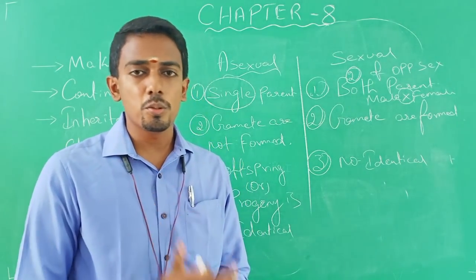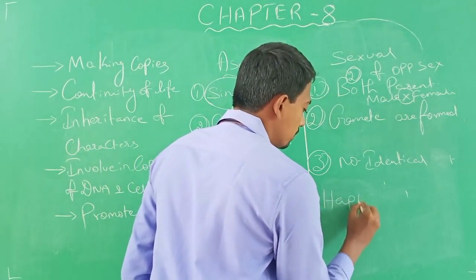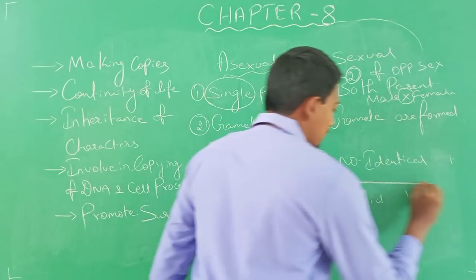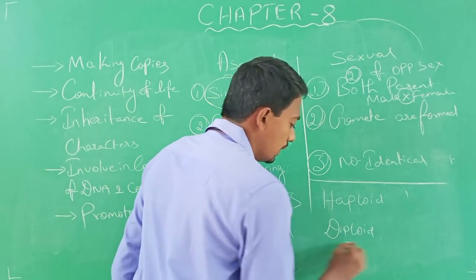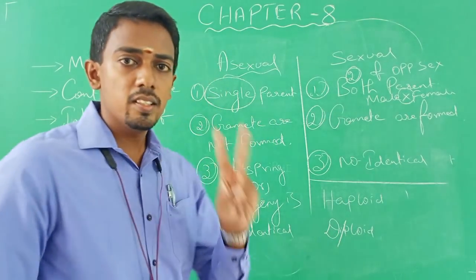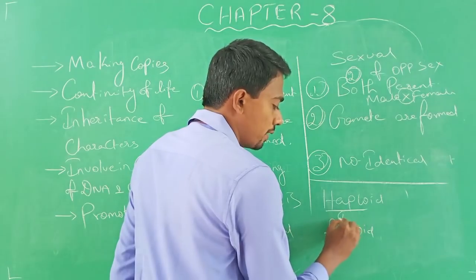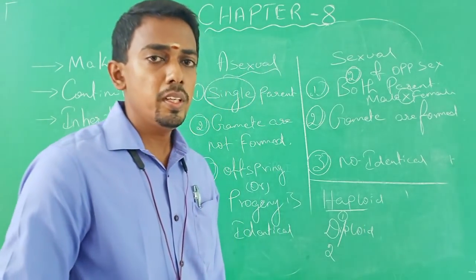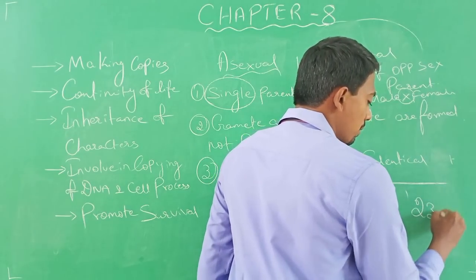First you should know what is the difference between haploid and diploid. Di in the sense what? Two. Haploid is one. Say for example, how many pairs of chromosomes do we have in our body? 23 pairs.